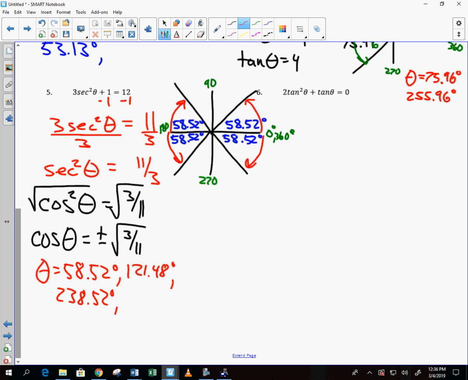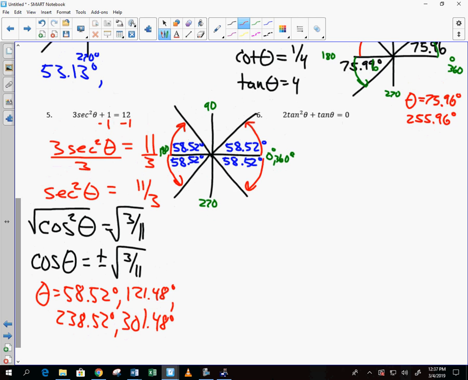I'm going to let you guys work on a couple problems on your assignment. But this time we came up with 4 solutions. Number 6 is going to be even different. If you notice, we have both a tangent squared and a tangent. Anybody want to guess what we do to solve this one?